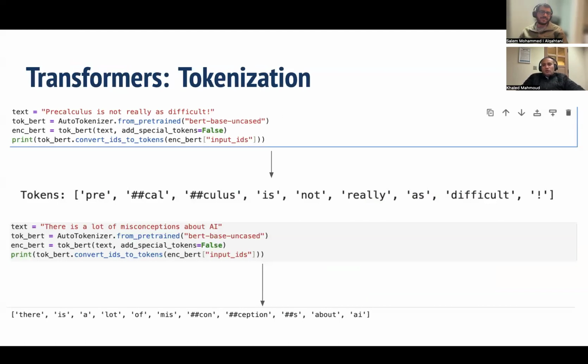No problem. So this is an example from the Transformers API, basically just a Python notebook where I give it a text and see what tokens will be produced. I'm saying pre-calculus is not really as difficult. So if you look at it, it recognizes "pre." This is an actual tokenizer called BERT-base-uncased, and you see that "pre" is recognized as its own token.